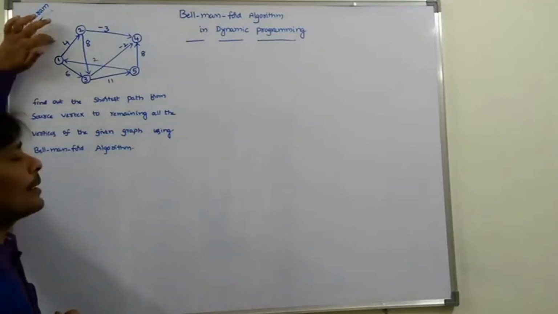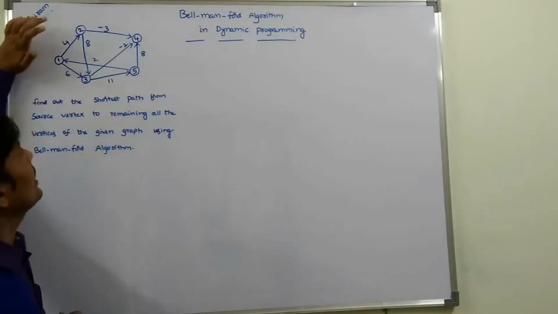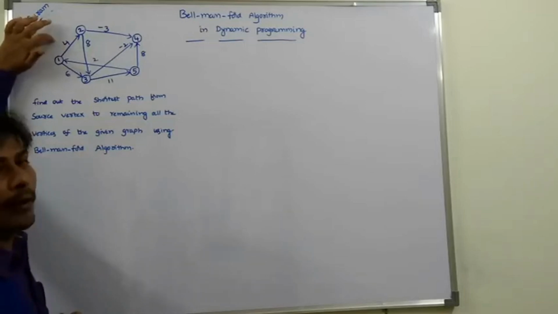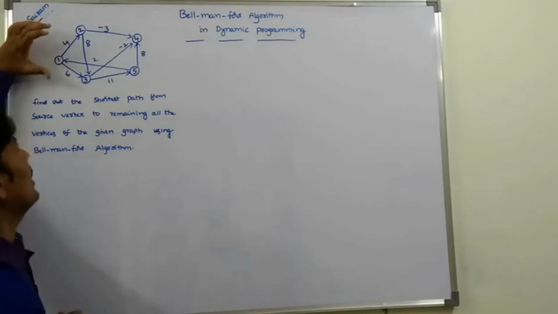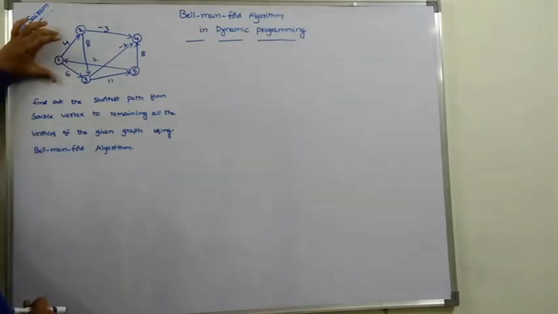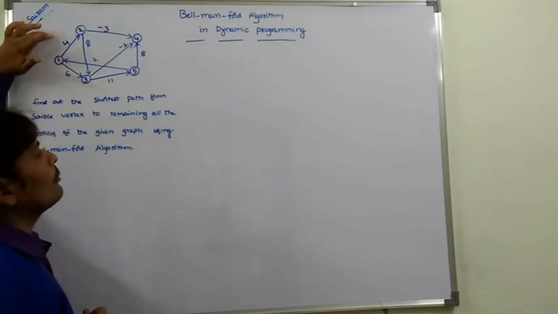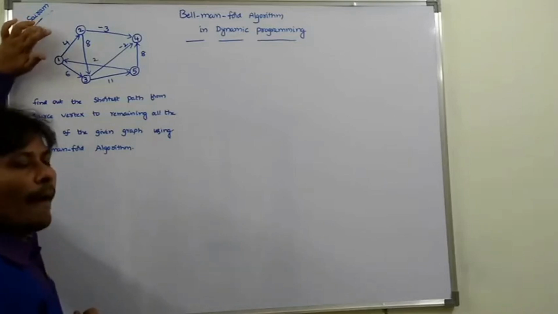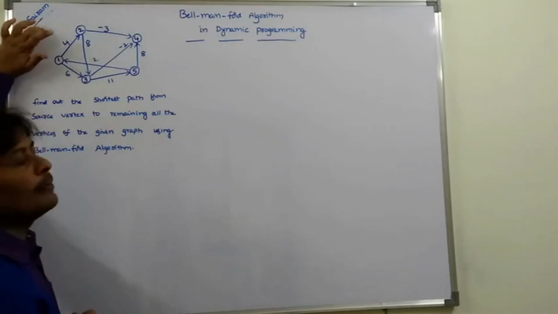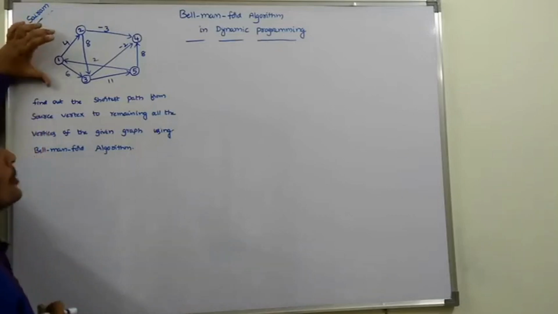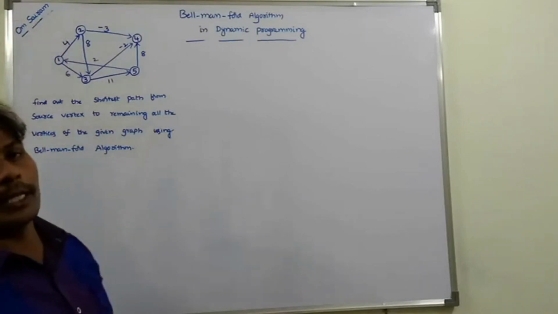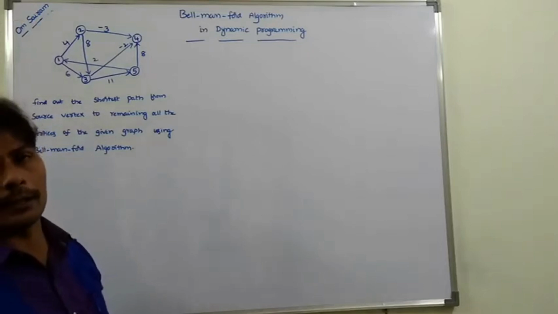In the given graph, there are some positive edge weights and there are some negative edge weights also. So if the graph contains negative edge weights, then we compulsorily use the Bellman algorithm to find the shortest path from the source vertex to all the remaining vertices of the given graph.